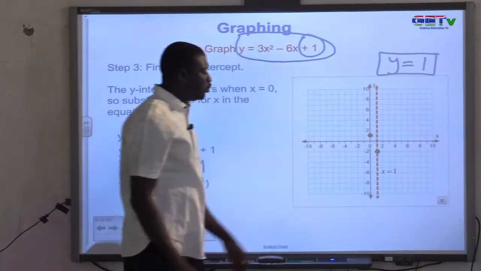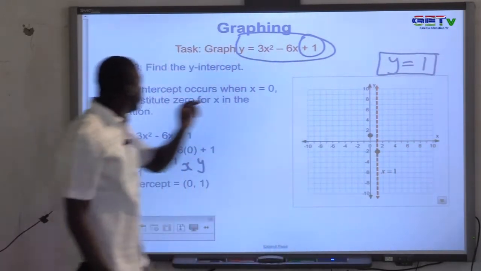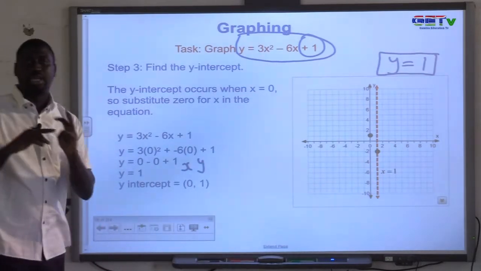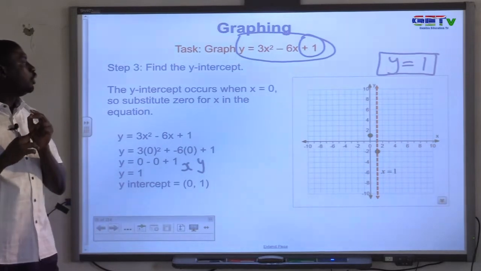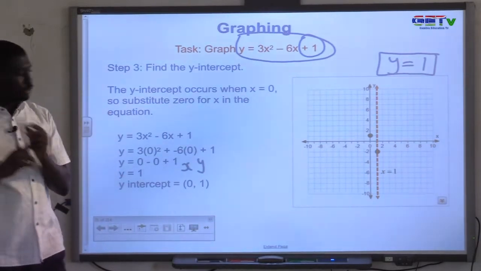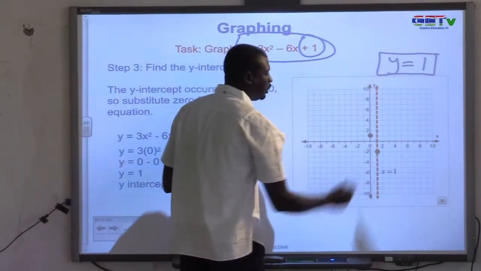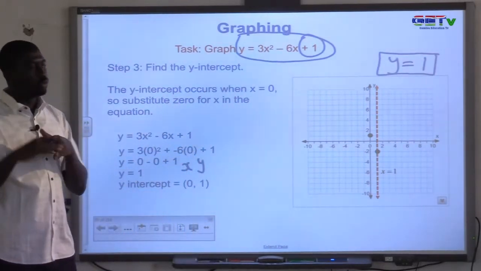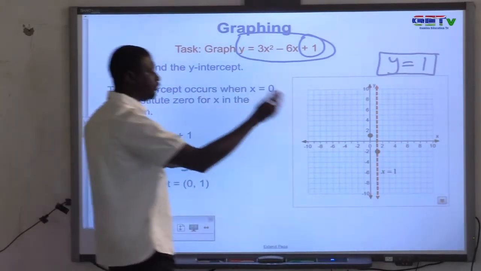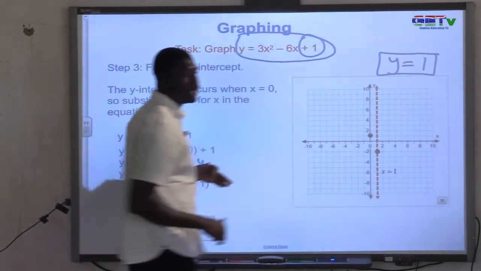Mark there. So we solve for the first step, we find what? The axis of symmetry, or the line of symmetry. Step 2, we solve for the vertex. That is this point there. Step 3, we find the y-intercept. So we are moving on. If we get to step 4, step 5, then we'll connect, and then we'll get the graph.